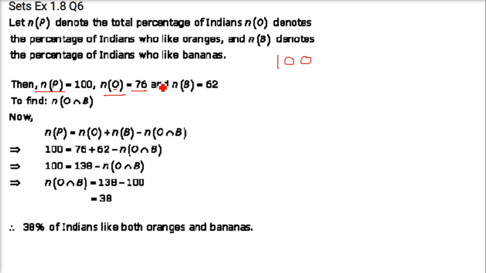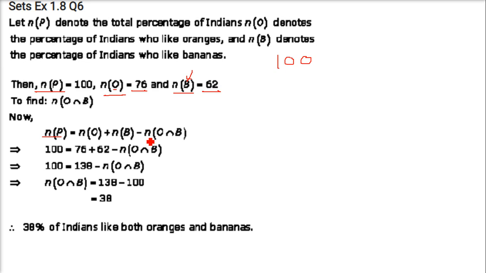Then we have 62% like bananas. So n(B) will be equal to 62. Now we have to find n(O intersection B), where O is oranges and B is bananas. So we have to find the percentage of Indians who like both oranges and bananas.